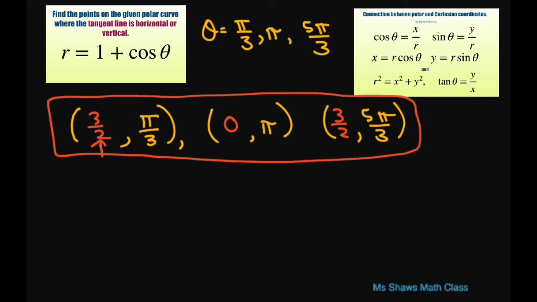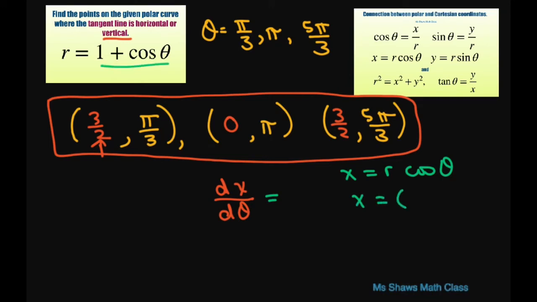Now let's do the vertical. For the vertical, we're going to do the derivative of x with respect to theta. And before we start on that, that means our x equals r cosine of theta. Therefore, x equals, substitute in this, you get 1 plus cosine of theta times cosine of theta. So we're going to differentiate that.